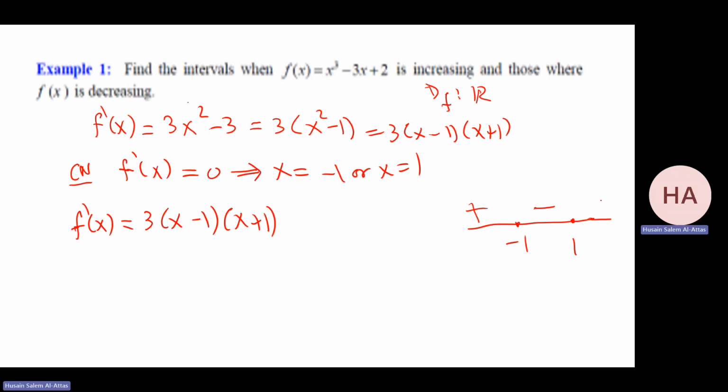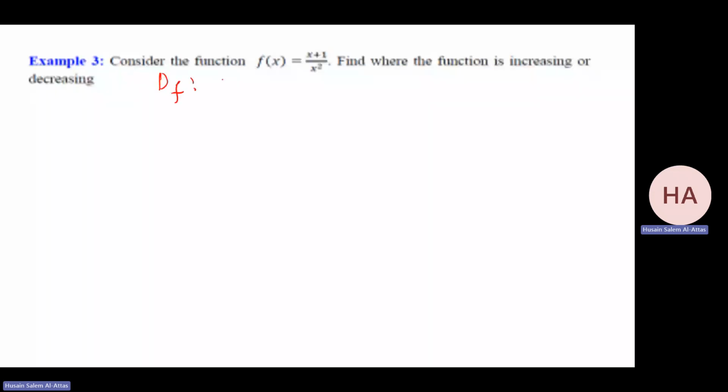And the function, find where the function is increasing. Now the domain is not all real numbers, huh? So we need to be careful here. The domain of F is all real numbers except 0. So there is a point of discontinuity at x equals 0. Okay, let us do the same.